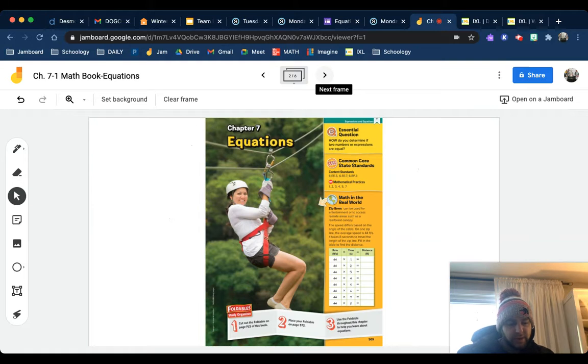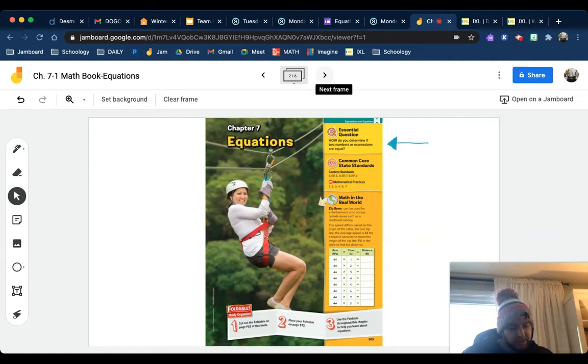So, Chapter 7 equations. How do you determine if two numbers or expressions are equal? That's the main portion of this. The main question is, how do you determine if two numbers or expressions are equal? That's the main question we're going to be able to answer at the end of this chapter, and many, many more. And then down here is just a chart.